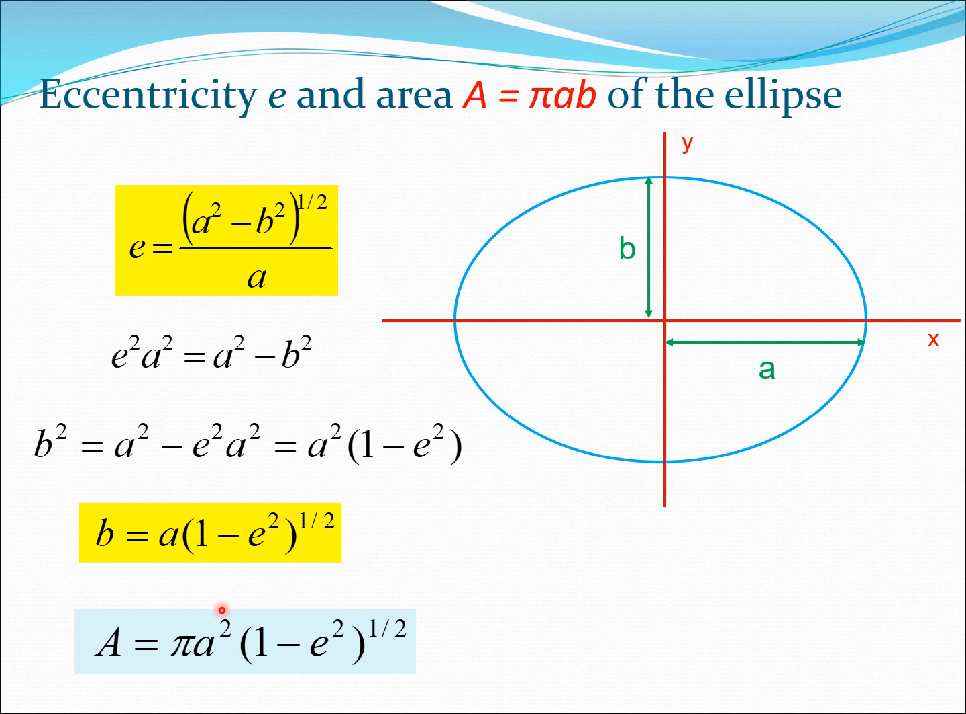sophomore years. So essentially now I can take A is pi ab, and I substitute b here from this equation, and so I get A is pi a square 1 minus e square to the power half. So this is the area of the ellipse expressed only in terms of a, which is the semi-major axis, and the other thing it has is e, it has pi. Of course you know pi is 3.14159.